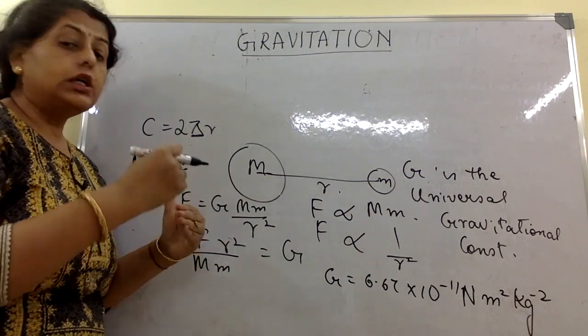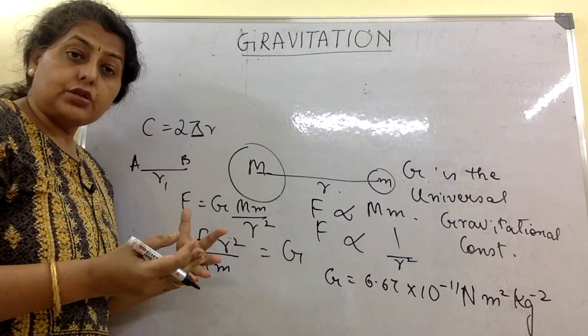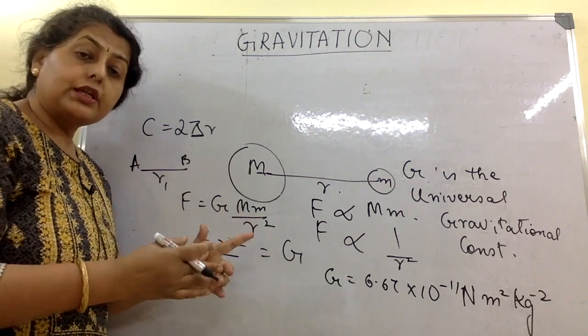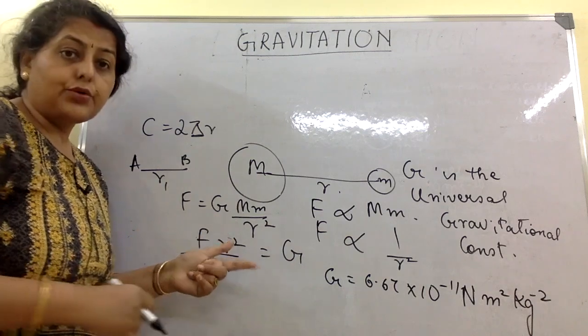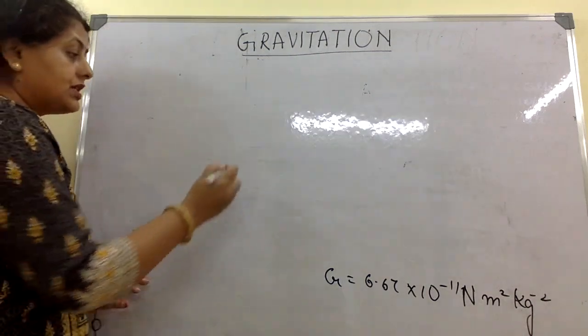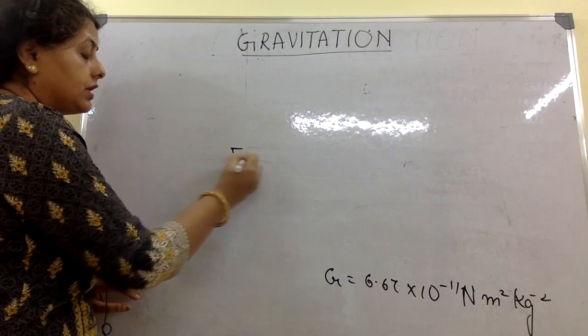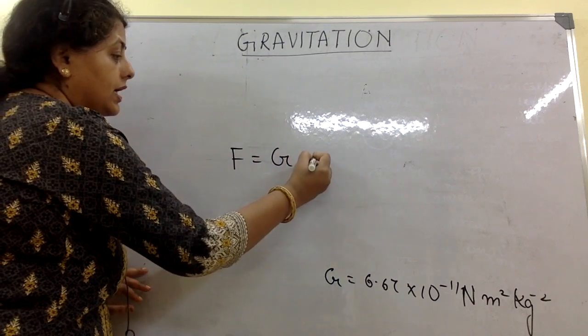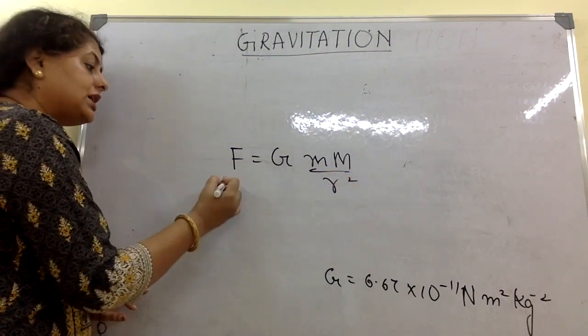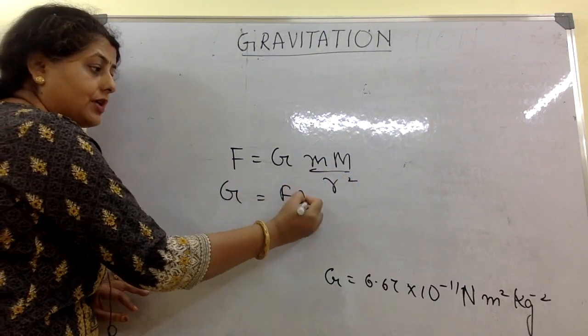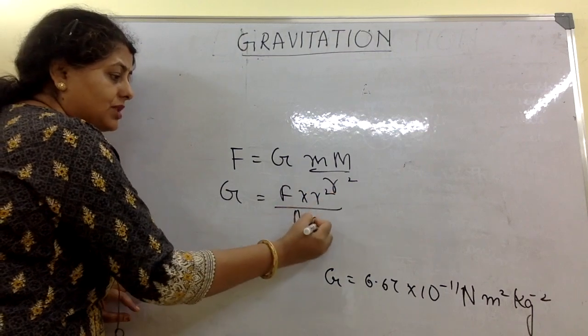You don't have to learn this for your examination hall. You can get it in your examination hall with the help of calculations. Let's see how to do that. Here I just said F is equal to G capital M small m by R square. So let me keep G to one side: G equals F into R square by capital M small m.